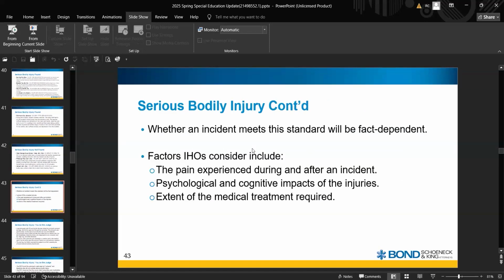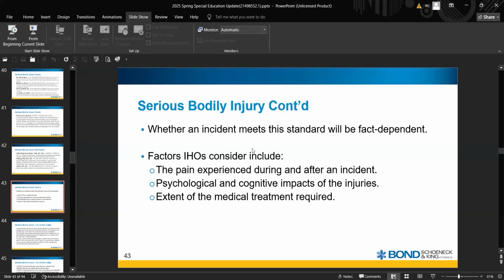So here are some of the factors that a hearing officer will consider, or that you see considered in the cases. All of these situations are going to be fact dependent. It's going to depend on the unique circumstances of each case. What was the pain experience during and after the incident? I've mentioned how the person was reacting. You may have to have that person testify, unless there are contemporaneous notes taken that you can introduce, having that person talk about their experience and going through it.